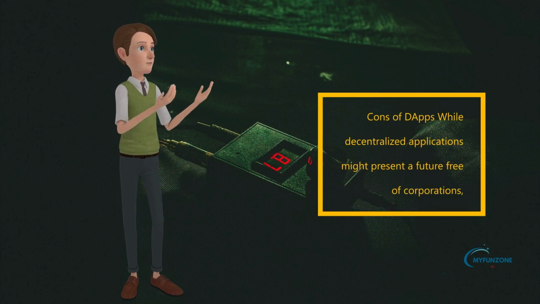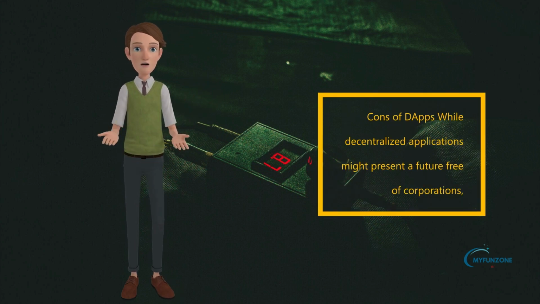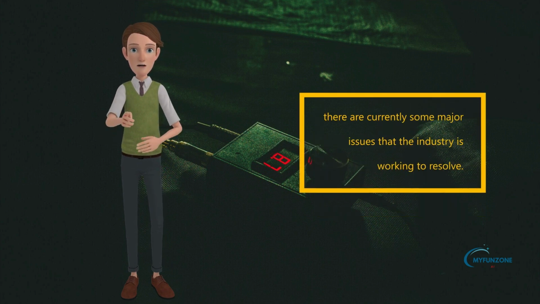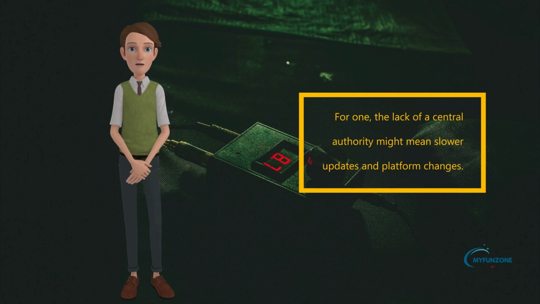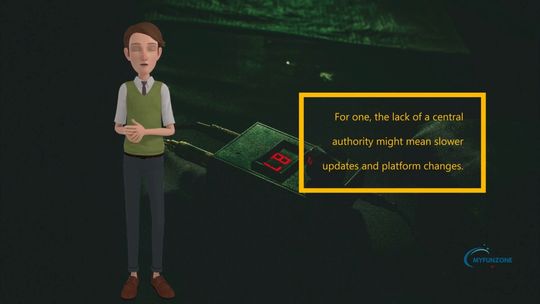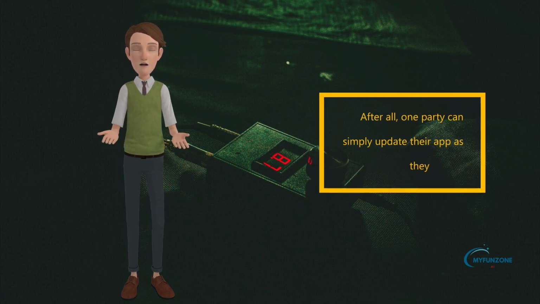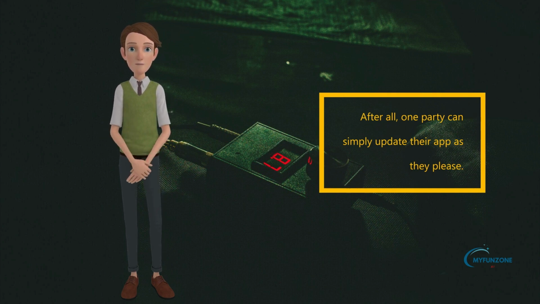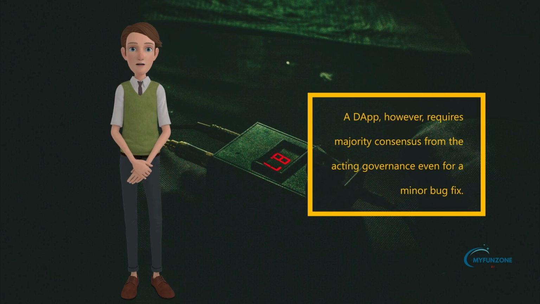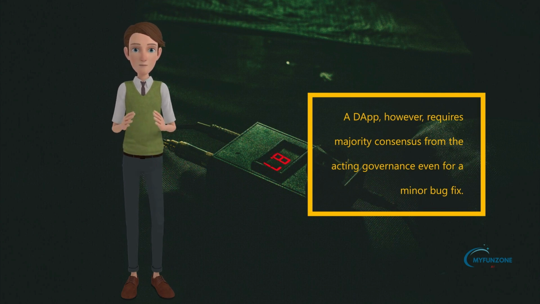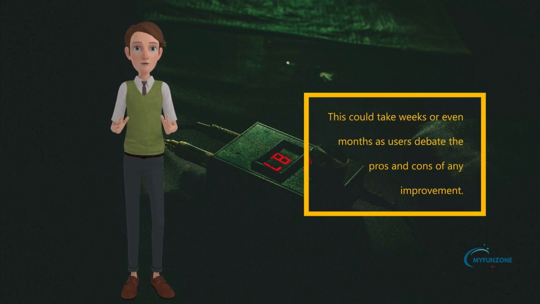While decentralized applications might present a future free of corporations, there are currently some major issues that the industry is working to resolve. For one, the lack of a central authority might mean slower updates and platform changes. After all, one party can simply update their app as they please. A DApp, however, requires majority consensus from the acting governance even for a minor bug fix. This could take weeks or even months as users debate the pros and cons of any improvement.